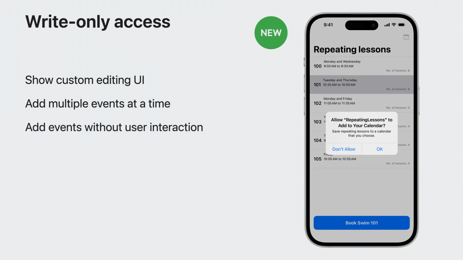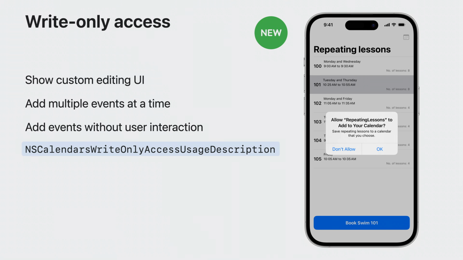To request write-only access, include the NSCalendarsWriteOnlyAccessUsageDescription key in your Info.plist to explain why your app needs access. This string will be shown in the request prompt. Here's the prompt for our sample application. Save repeating lessons to a calendar that you choose.